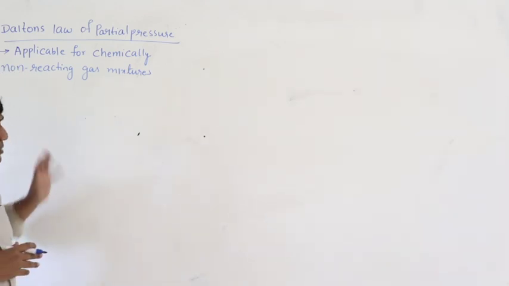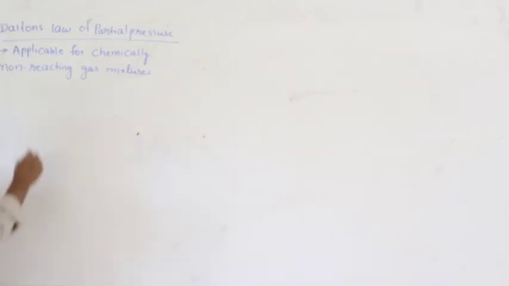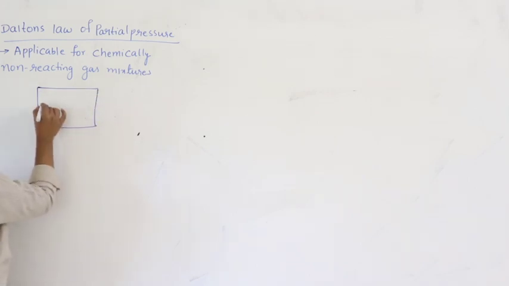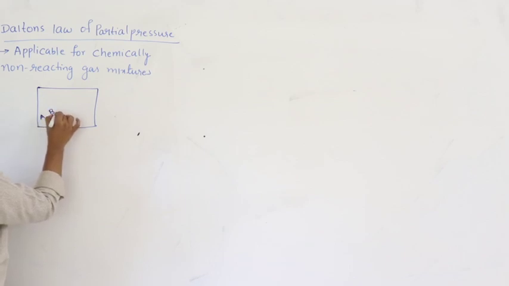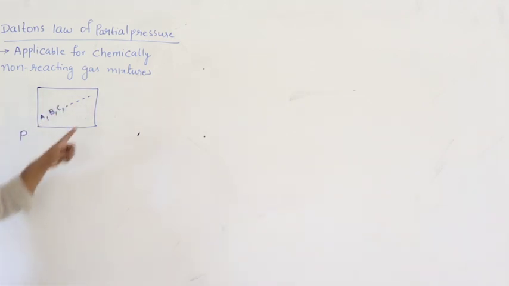For the time being, first let us try to understand what Dalton's law is and what it tries to explain. Now, let us consider a system where you have different gases, say gas A, B, C and so on, and they are chemically non-reacting. They do not react with each other under these experimental conditions. The total pressure exerted by this gaseous mixture, let us assume, is P. P represents the total pressure of all gases present in the system.